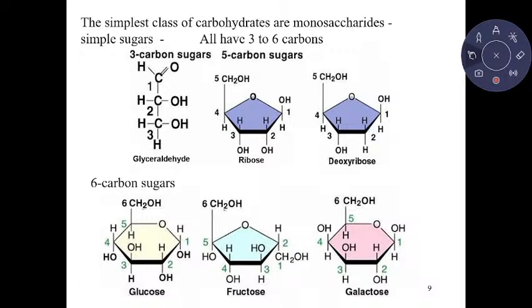Okay, so the simplest class of carbohydrates are monosaccharides. Saccharides means sugars. Sugars are divided into three types: monosaccharides, oligosaccharides, and polysaccharides. Monosaccharides are the simplest class of carbohydrates. They are made up of simple sugars. Normally, these monosaccharides have 3 to 6 carbons.